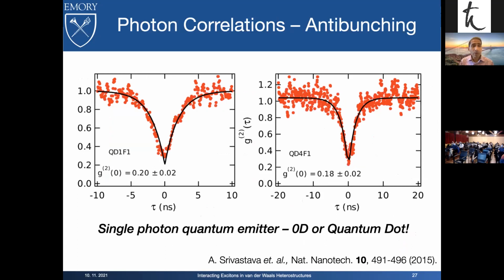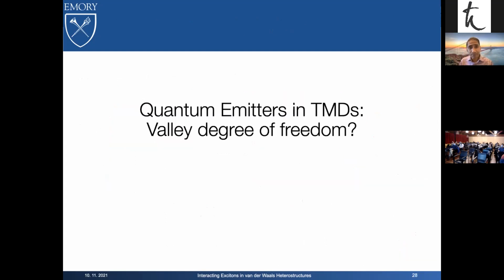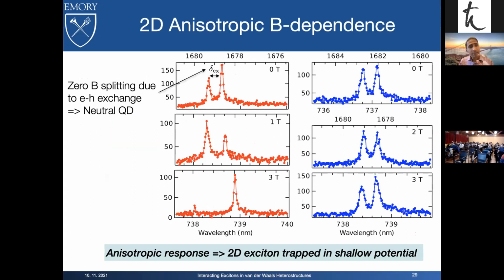This also gives you quantum emitters. Because this is really a two-level system, you get photons one at a time. So you get single photon emitters. So they can be useful too. You might wonder what happens to the valley degree of freedom. And again, I don't have time to get into the details, but essentially it's preserved.